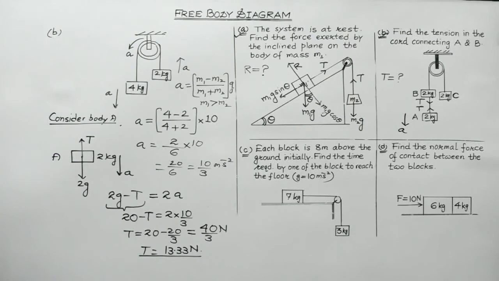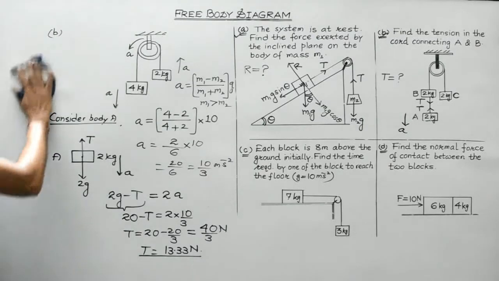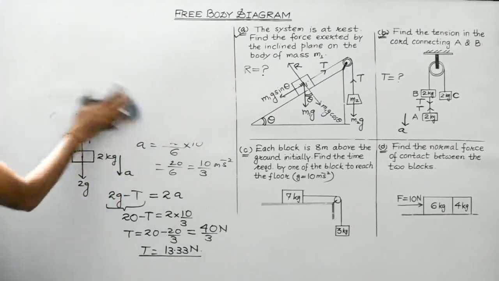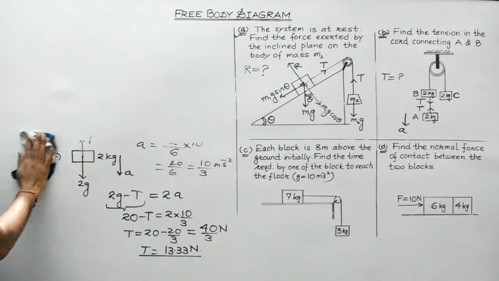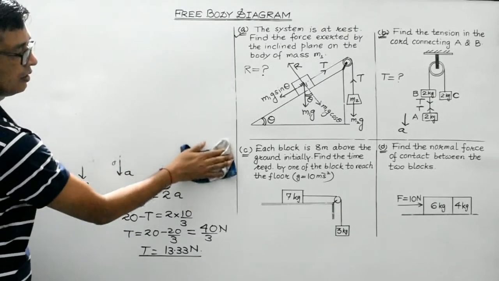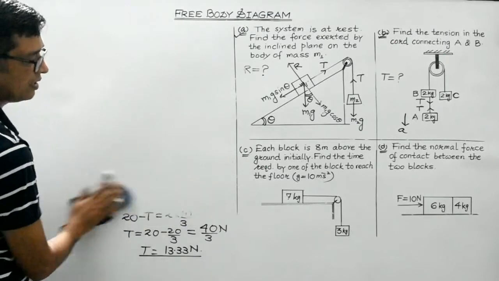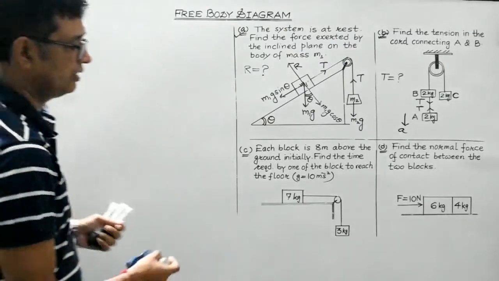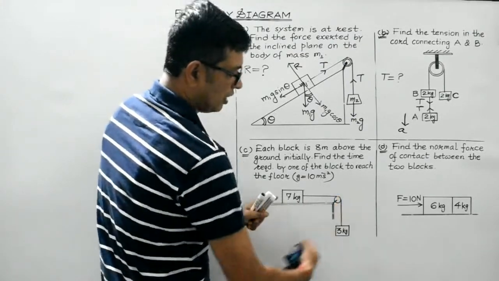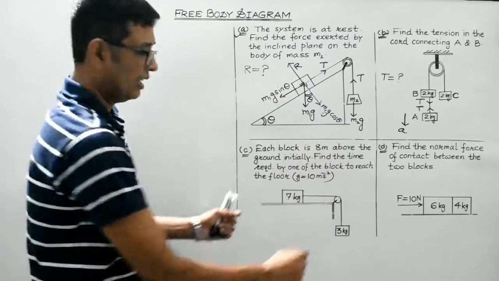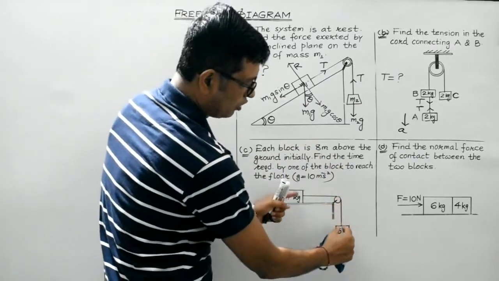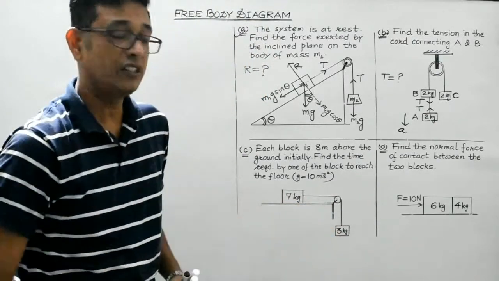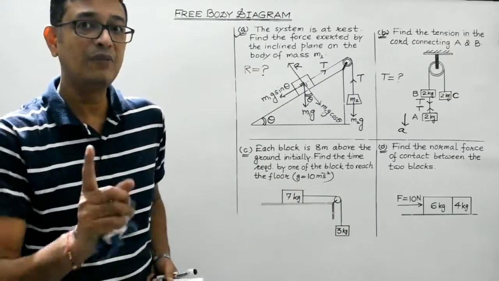Let's concentrate now on question number C. Next question. I will read the question for you. Each block is 8 meters above the ground initially. We are supposed to find out the time required by one of the blocks to reach the floor. So basically, each of these blocks is 8 meters above the ground initially, and then this block is released. So obviously it will come down and the other will move horizontally like this. So we are supposed to find out the time taken by a block of mass 3 kg so as to reach the floor.